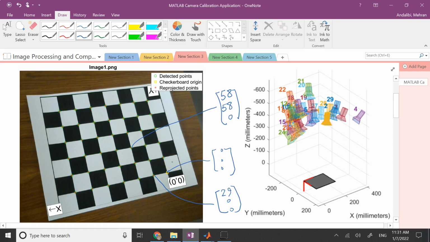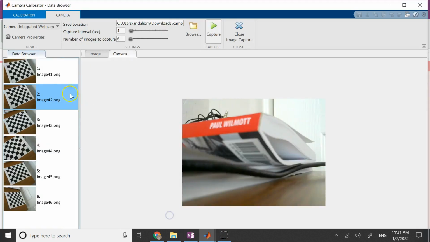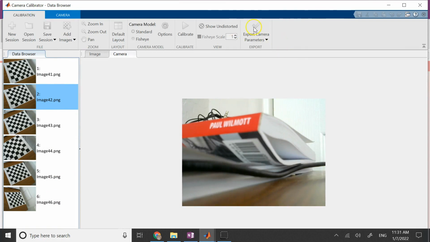We'll later have a video on corner detection, right? And I'll show you that corner detection using computer vision is not the hardest thing in the world. So detecting U and V for these pixels is also not a hard thing, right? So it is going to detect all of these images, and once you have 20 of them at least, then you can go to the calibration and click here and say calibrate, right?